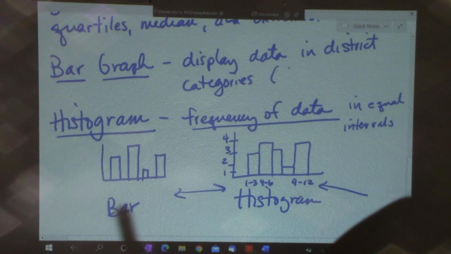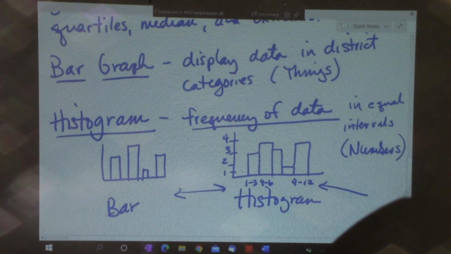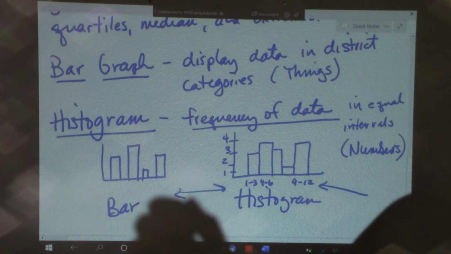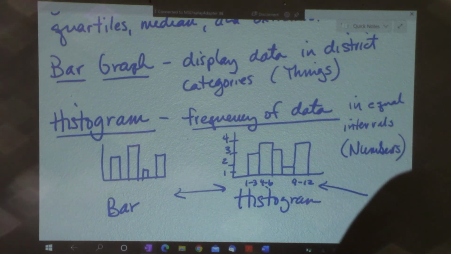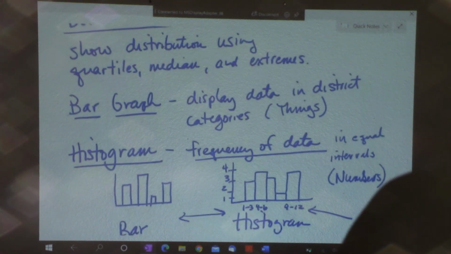So you can say bar graphs are for things and histograms are for numbers. Sorry, this is kind of messy. Histograms are for numbers. Okay, and that's all we're going to look at for now. This is very important. This will be on your test.